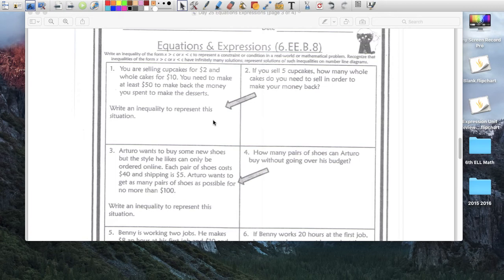You're selling cupcakes for $2 and whole cakes for $10. You need to make at least $50 to make back the money you spent to make dessert. Write an inequality. Ooh. Okay.